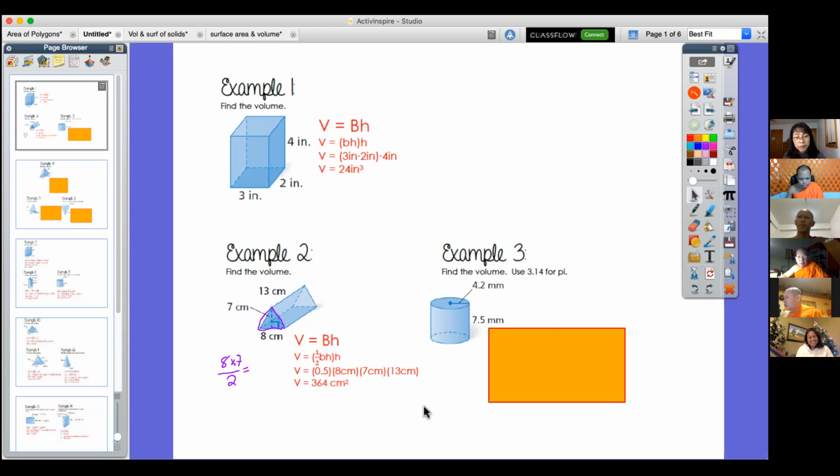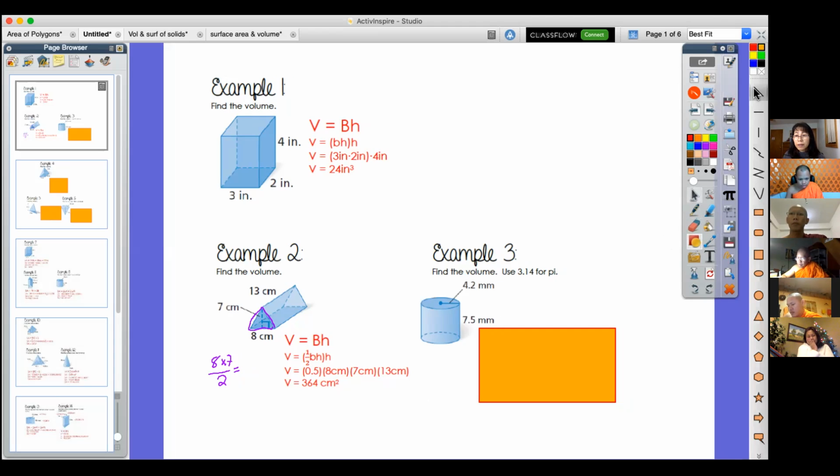364? Yes, it is. Okay, the way they write, you see that? It's the same thing. Base, the area of the base times the height. And your shape of the base is a triangle. So this is the formula for the triangle. So you take the base of the triangle, 8, times the height, which is 7. So this base is 8, and that height is 7. The 8 and the 7, and this H right here is the 13. It's the height of the prism. Okay, so that's how you get that.